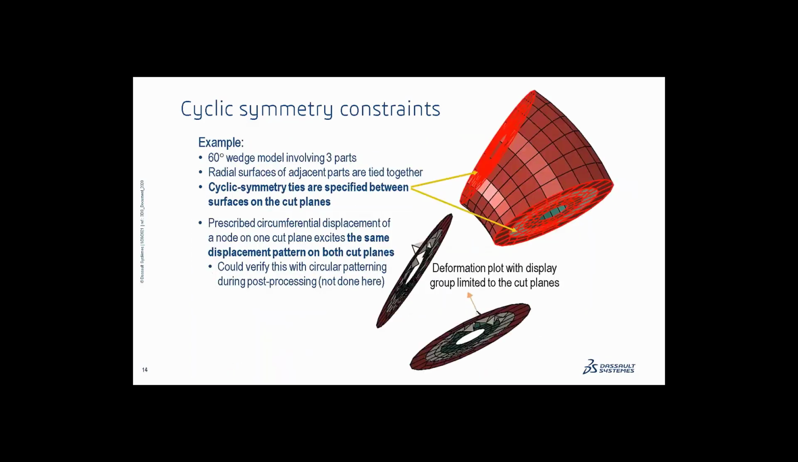And this is just an example. Here we've got 3 different parts. It's kind of concentric rings, and then the cyclic symmetry constraint is being applied. And here we're looking at the deformations on those boundaries. So what we want to see here is that any deformation applied at a point on one boundary is mirrored, if you will, at the other boundary. So it's a verification example of that capability.